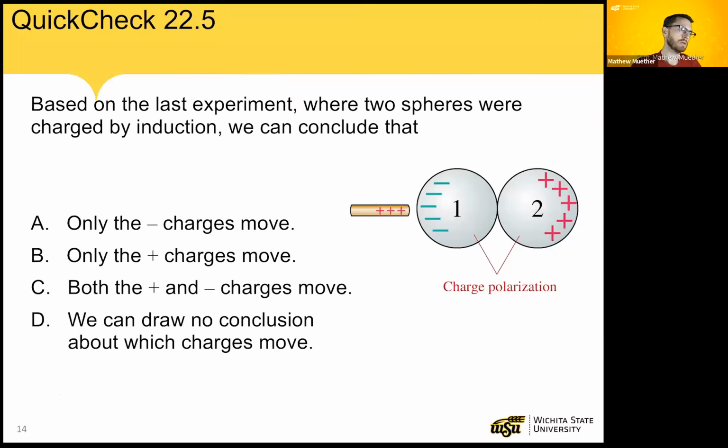So let me relaunch the poll. What do you guys think? The fact that we see these two spheres becoming charged due to an external charged object coming nearby, what does that tell me about the mobility of the charges?